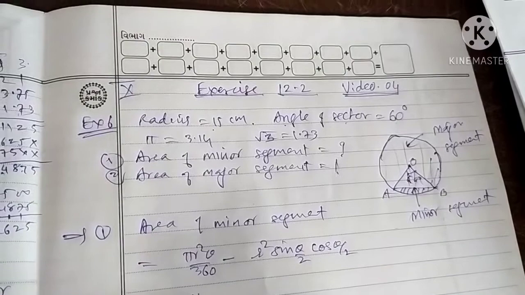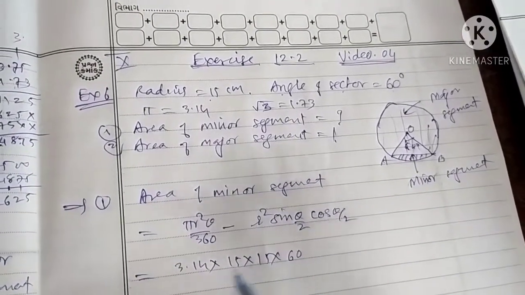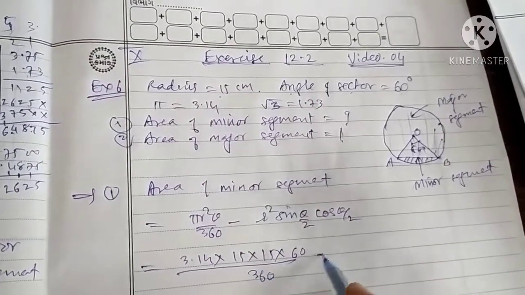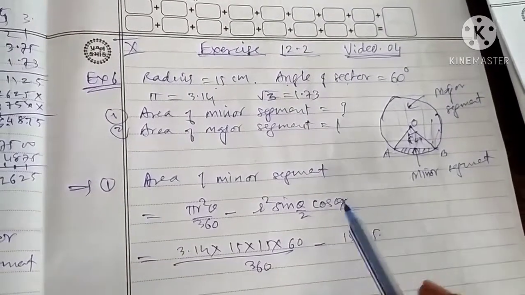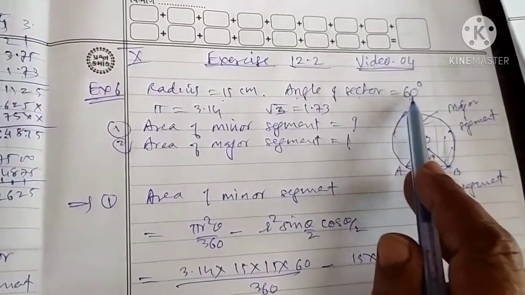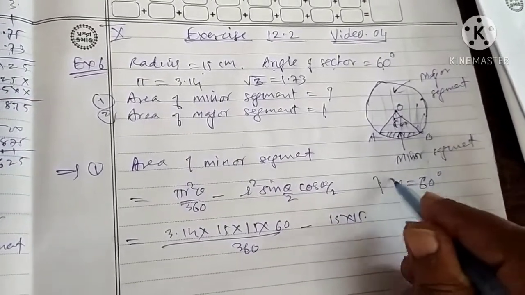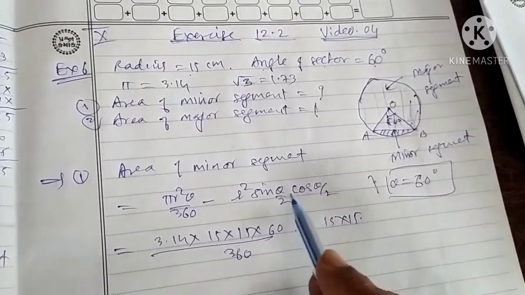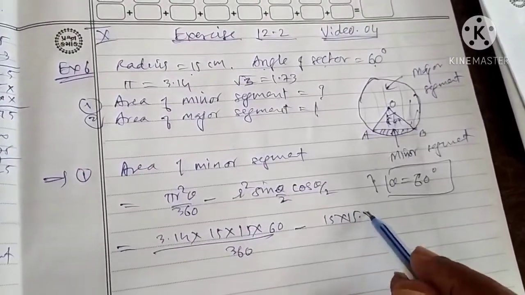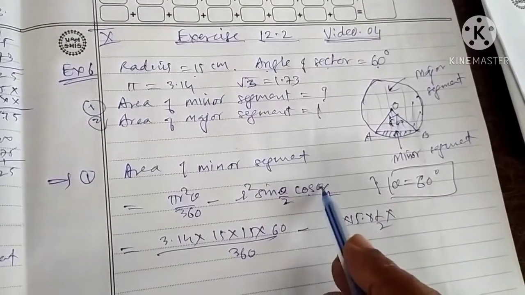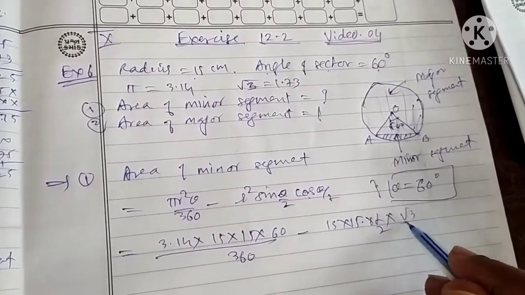The value of pi is given to you. The radius is known to you. Theta is also known. Please don't be in a hurry while putting values, you may be in trouble. So here theta is 60 degree. Now, sin theta upon 2 means sin 60 upon 2, that is sin 30, which is 1 upon 2. Cos theta upon 2 means cos 60 upon 2, so cos 30 is root 3 upon 2.